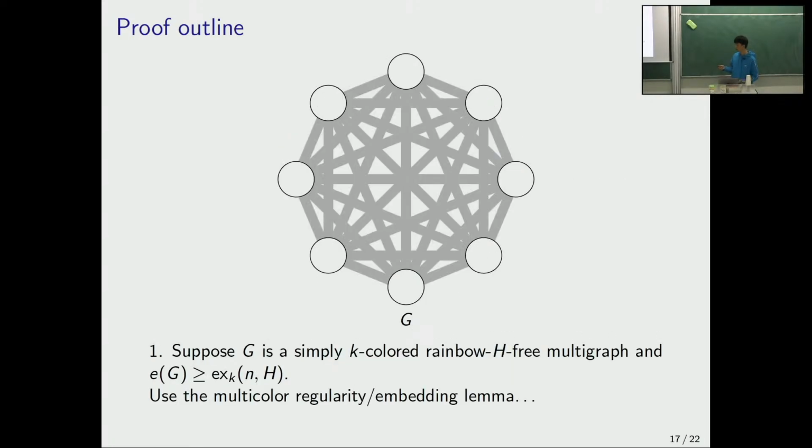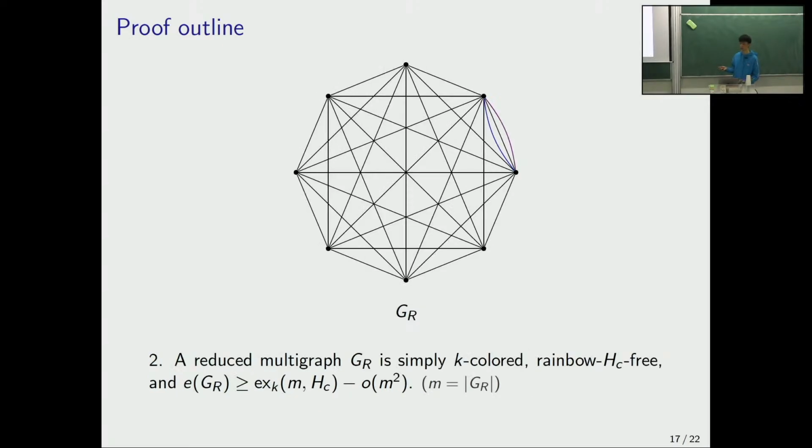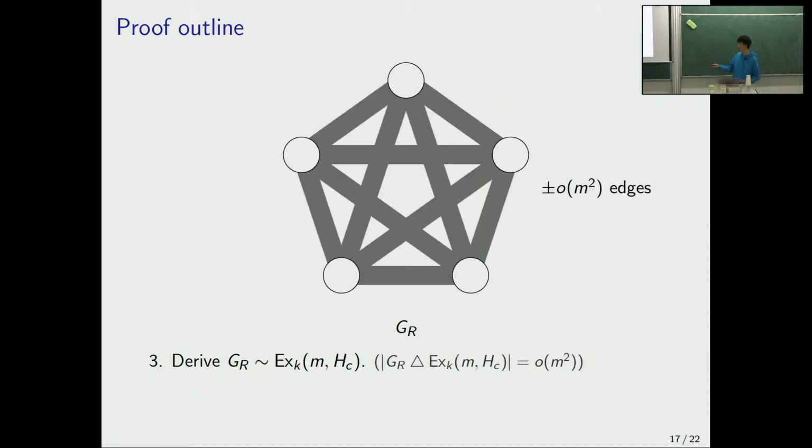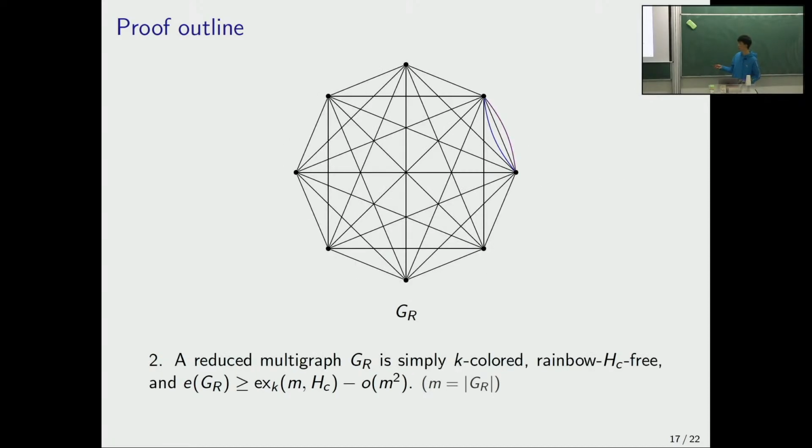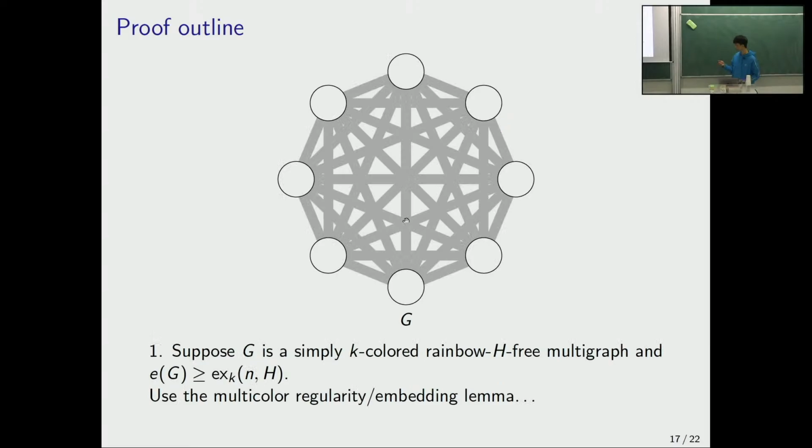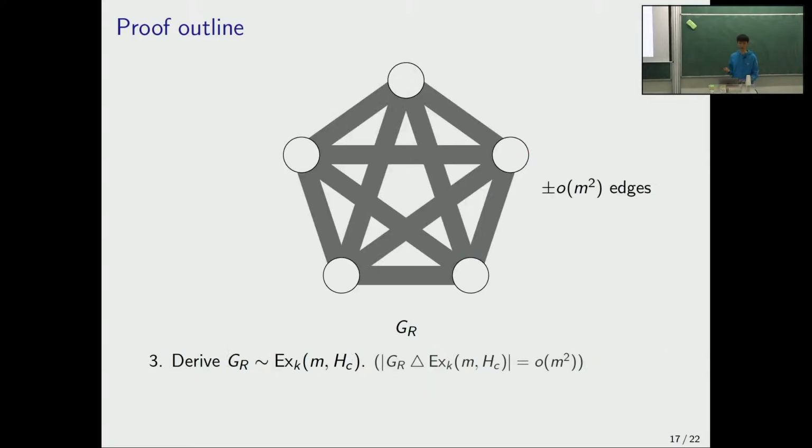So here, I think all the other parts, like going from 1 to 2 and going from 3 to 4, 4 to 5, are very standard. And so I would like to explain how we can go from 2 to 3. How can we say that the structure of GR is very similar to the desired extremal multigraph? In fact, this requires us to show that HC itself is good.